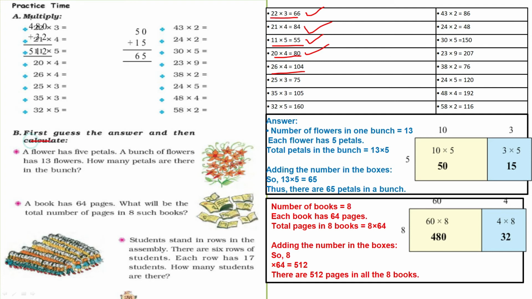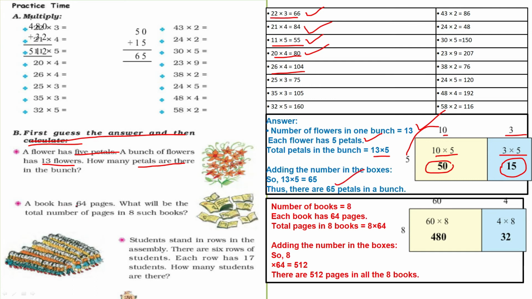Another, first guess the answer and then calculate. A flower has 5 petals. A bunch of flowers, 13 flowers are there. How many petals are there in that? So number of flowers in the bunch is 13. Each flower has 5 petals. So 13 multiplied by 5. 13 can be written as 10 plus 3. Just multiply 5 into 10, then 5 multiplied by 3. So add 50 and 15. You will get 65. 65 petals in all.